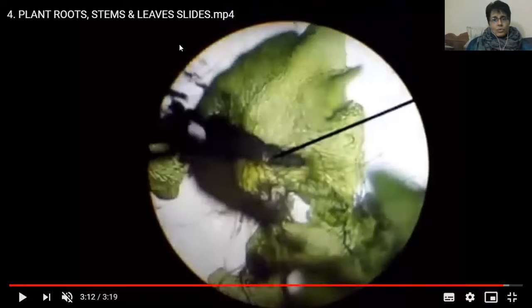Right, and that's my story. So that's what I would try and show you if I was looking down a microscope and showing you different plant tissues in the different plants.